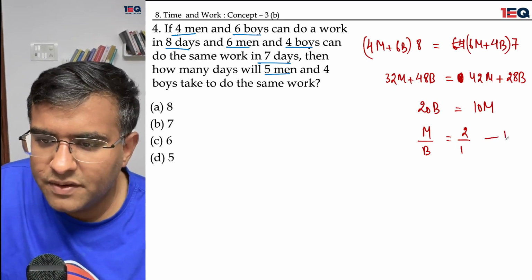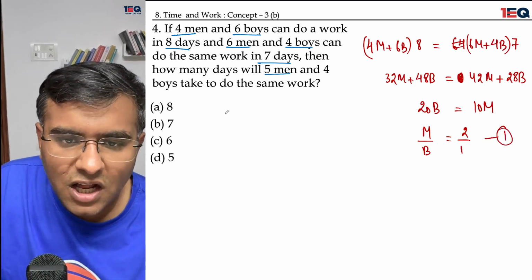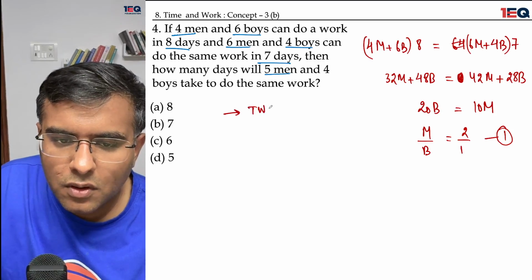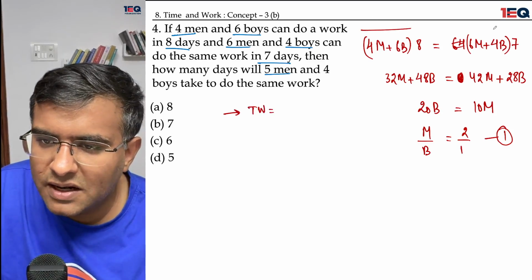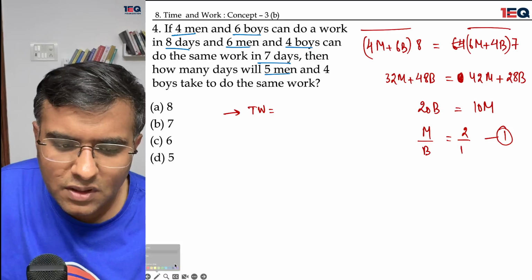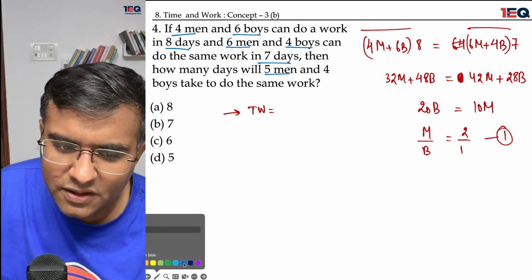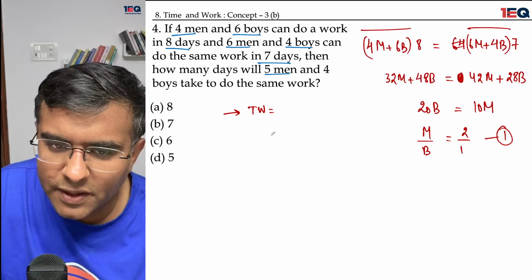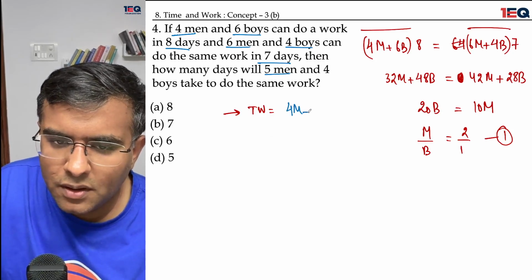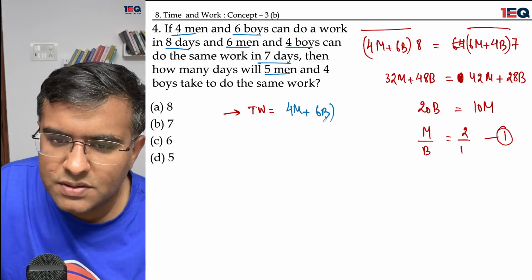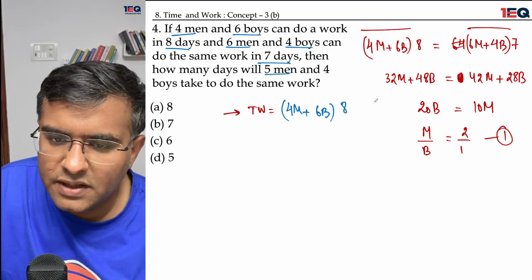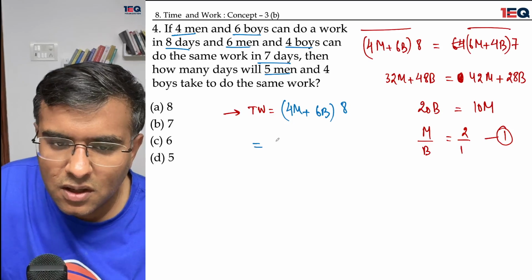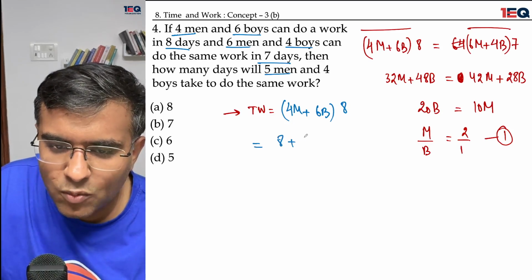My first equation is in my hand. I'll find out the total work. Total work can be dealt with either this side or the other side. It can be dealt with either of the sides. I'll take the left side. 4 men plus 6 boys do a work in 8 days. I'll use the efficiencies here. 4 men means 8, 6 boys means 6.